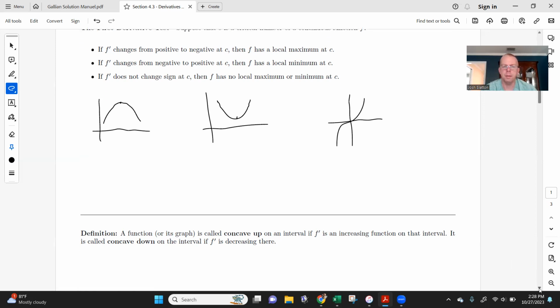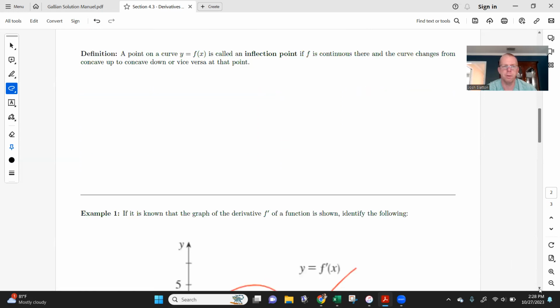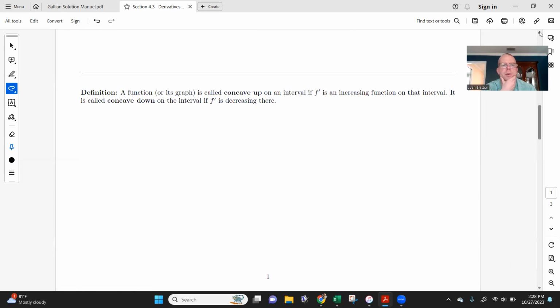All right, so then we're going to talk about concavity. A function or its graph is called concave up on an interval if f prime is increasing on that interval. So now we're talking about the derivative increasing. It is called concave down if f prime is decreasing. So it's very important in this homework that you pay attention to whether we're talking about the derivative or the function, and then we'll also later talk about what the second derivative is doing.